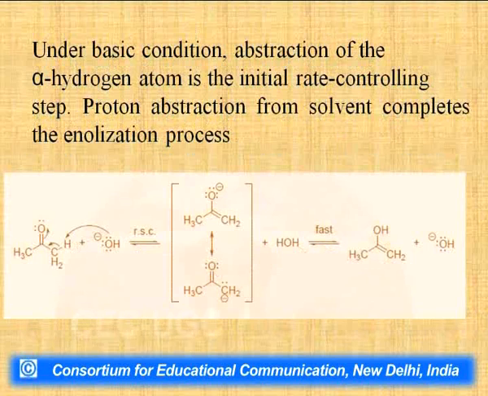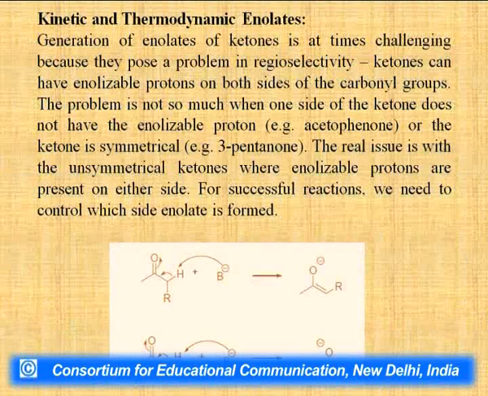We have discussed the acid condition. Now under basic condition, there is abstraction of the alpha hydrogen. This is the quality of the base, to abstract the alpha hydrogen atom. In the initial rate controlling step, proton abstraction, and then proton abstraction from the solvent completes the enolization process. Here you can see the reaction of keto-enol tautomerism with the help of base.